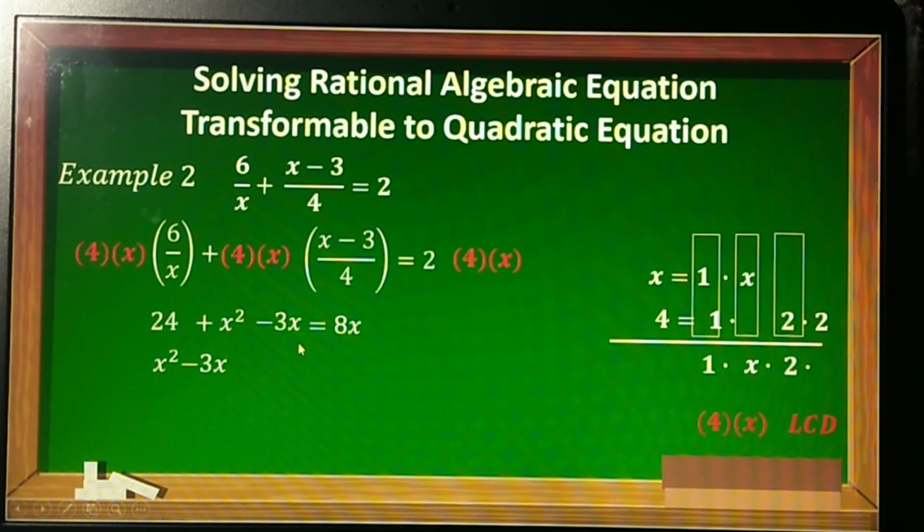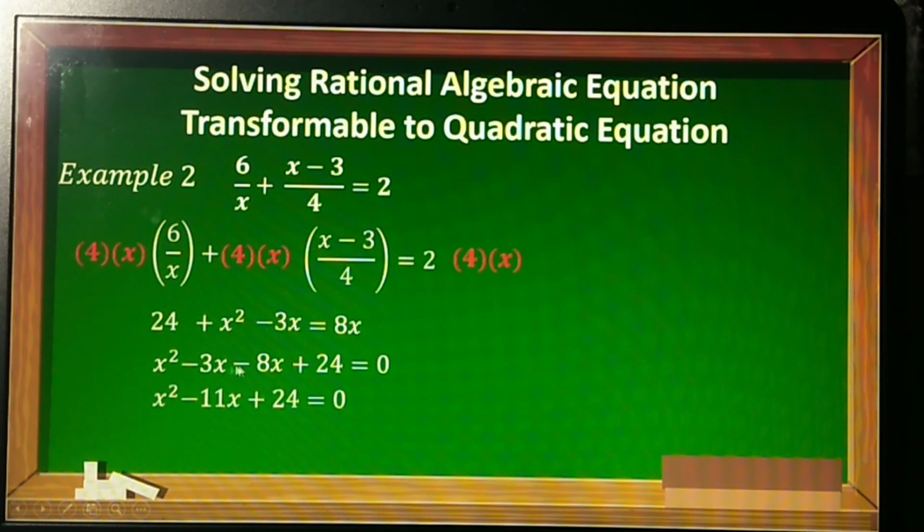Ita-transpose lang natin siya dito sa left side. So, 8x magiging negative 8x. Tapos, si 24, i-bring down lang natin. So, positive 24 is equals to x. Then, combine similar terms. So, bring down x squared. Negative 3x minus 8x is equals to negative 11x. Then, bring down positive 24 is equals to 0. So, ayan, naka-standard form na siya.